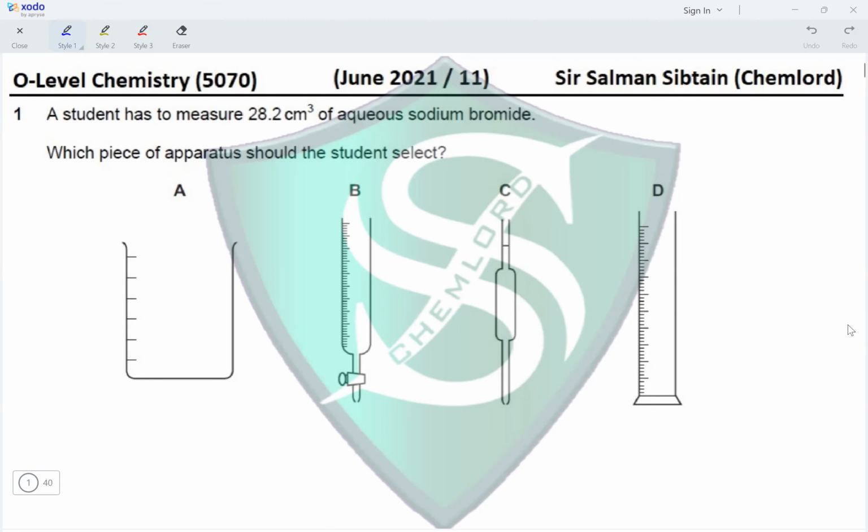B, the burette. The burette is used to accurately measure variable volumes like 28.2, 28.3 because it has got gradations with a difference of 0.1 cm cube.